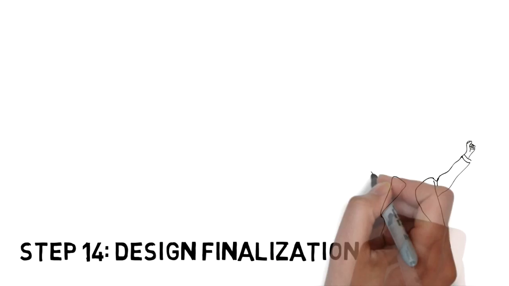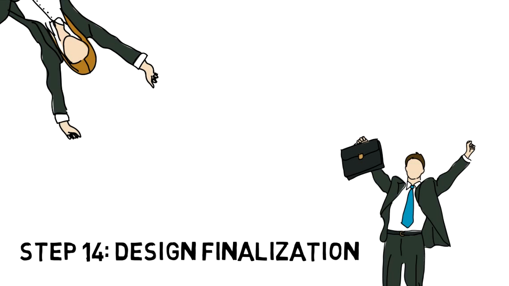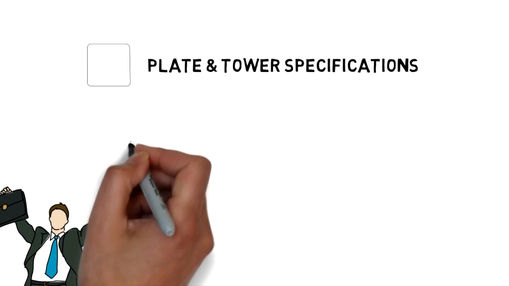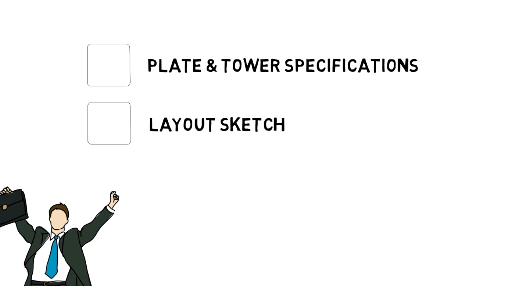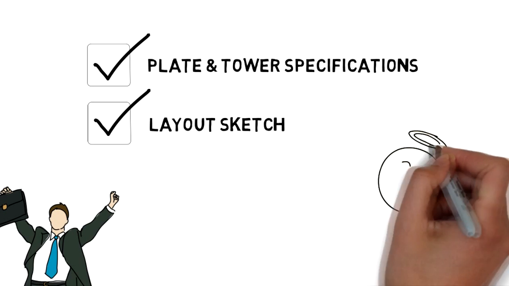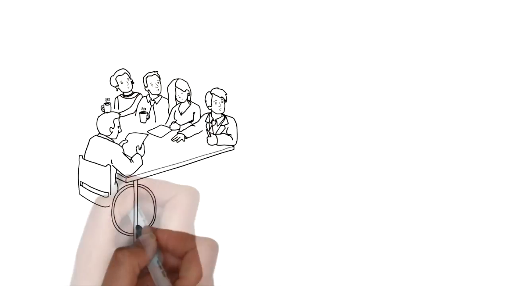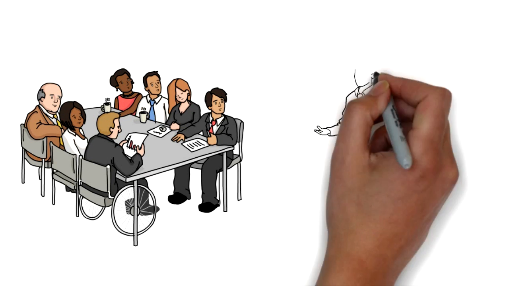Step 14. Design finalization. Finally, we would have to whip up the following things: the plate and tower specifications and the sketch of our column layout. Once we are finished with both, we can now rest in peace. The design will be subjected to further reviews and calculation rechecking if the design is to be fabricated. This is to ensure fewer errors and failures upon operation.